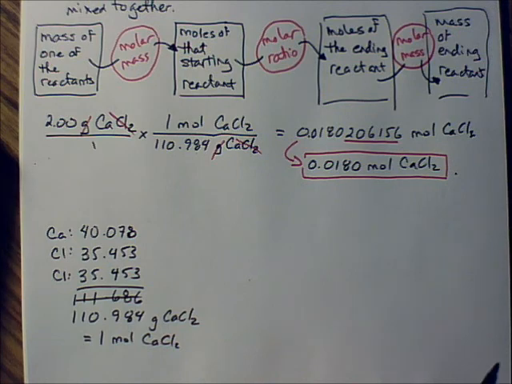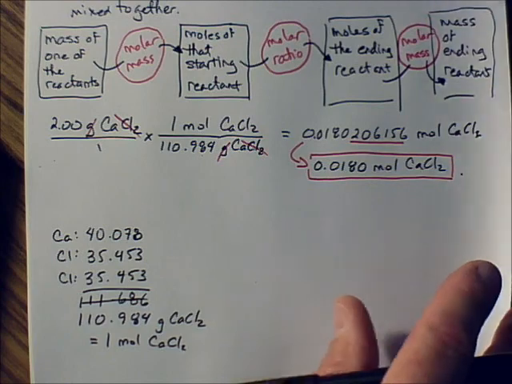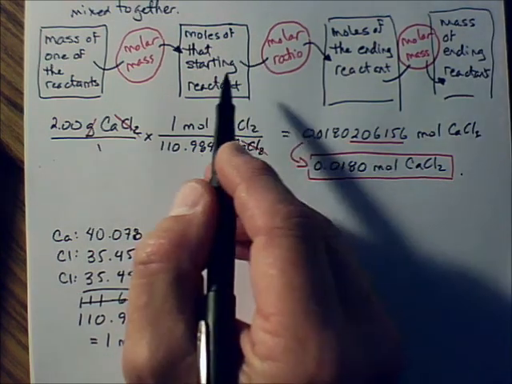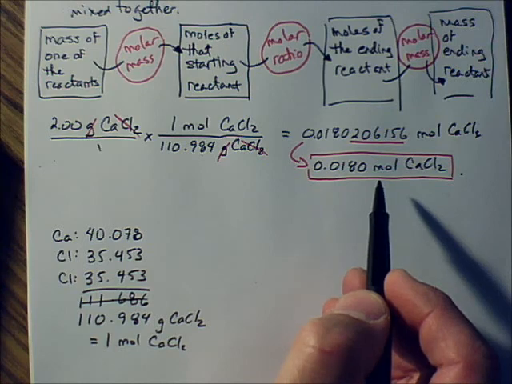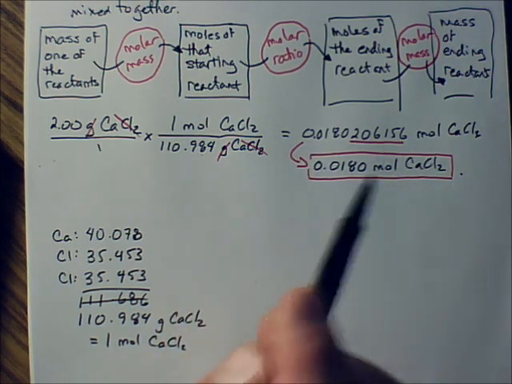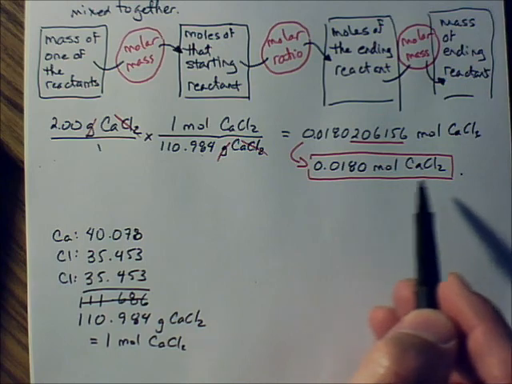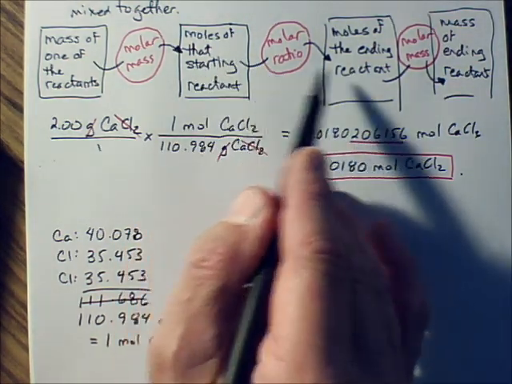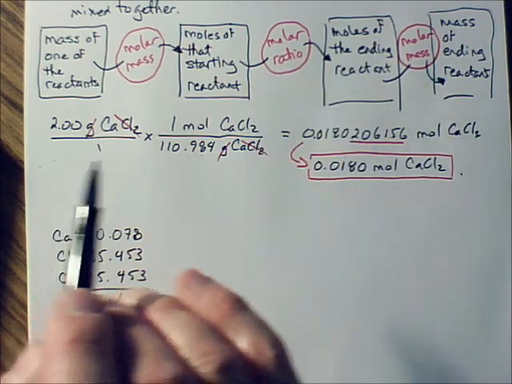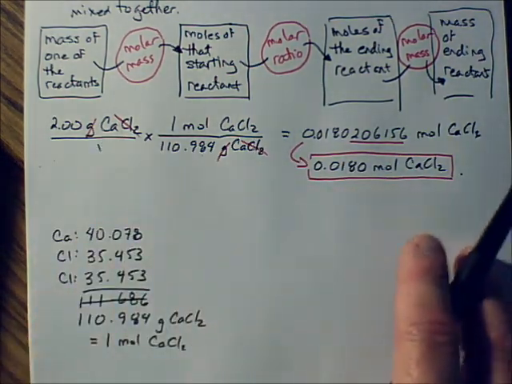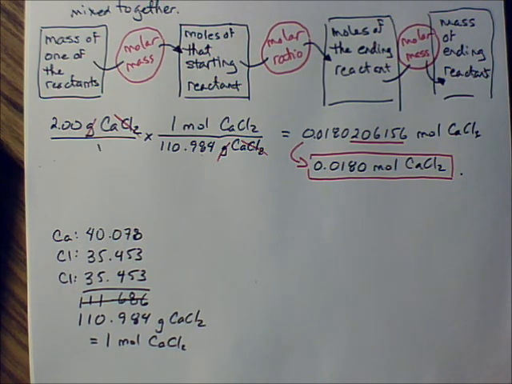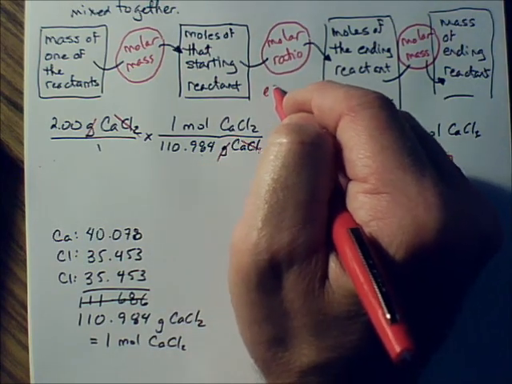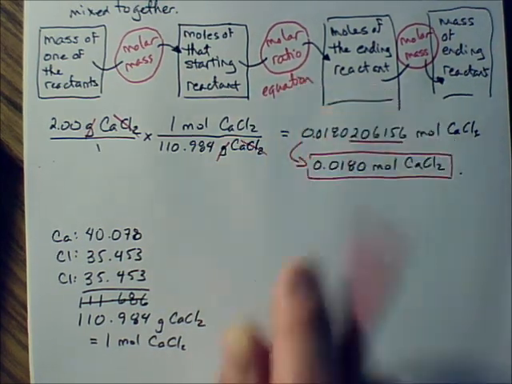Okay? All right, so we got 0.180 moles of calcium chloride. Now I need to find from the moles of that starting reactant. That's what I have right now. James, don't you think it'd be a good idea to pay attention? Moles of the starting amount up here. That's what we have right here in our solution map. We're going to go to the moles of the ending reactant through this molar ratio. And what do we have to have to get a molar ratio? A balanced equation. You have to have a balanced equation to get that.